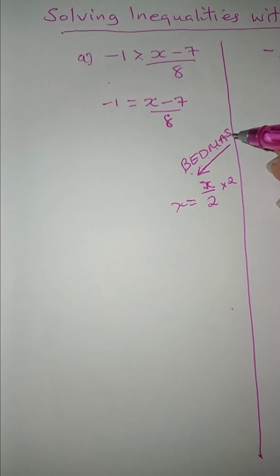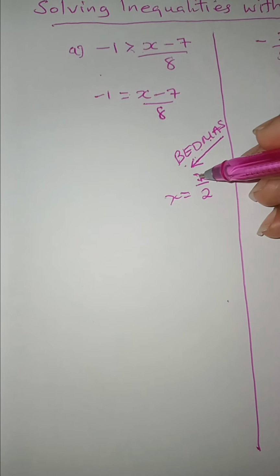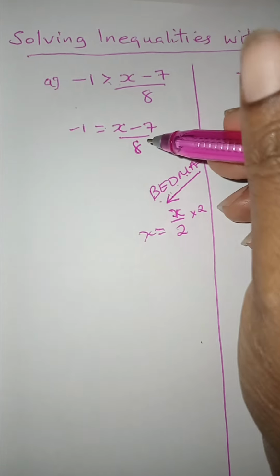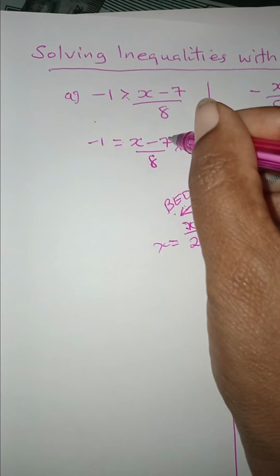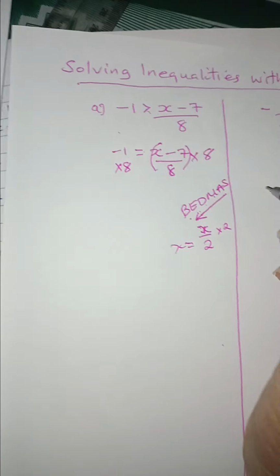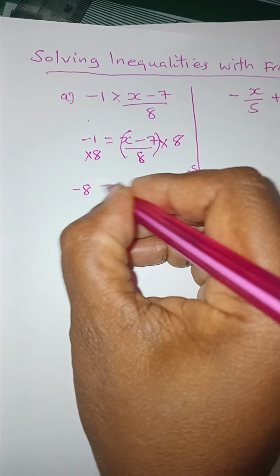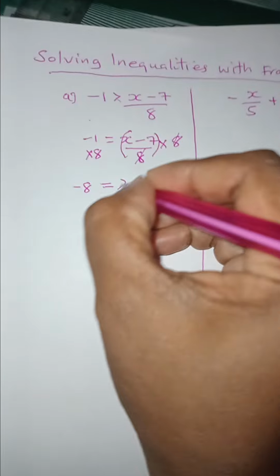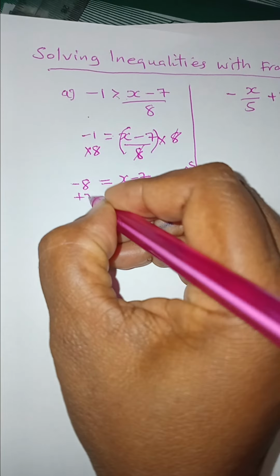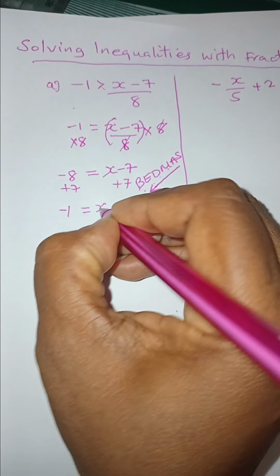Now you might be thinking I should be doing subtraction first, but x minus 7 is just one single number, just like x, one single number dividing by the denominator. So we get rid of the denominator first, and so we multiply the whole fraction by 8, and of course we do that on both sides. So on the left hand side, we'll now have negative 8 is equal to x minus 7, and finally we add 7 on both sides, so we get negative 1 is equal to x.